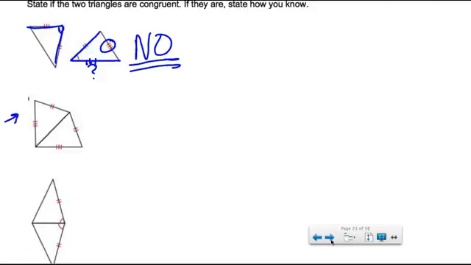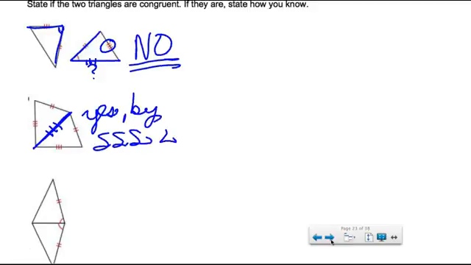Nothing. The next one down looks like I've got one pair of sides right here. Then I've got another pair of sides right here. That's not enough. I need the third pair, but the third pair is shared. We'd say the reflexive property allows us to say that this is obviously congruent to itself, and it's shared by both triangles. So I'd say yes, and then I'd say by side, side, side, triangle congruence theorem.